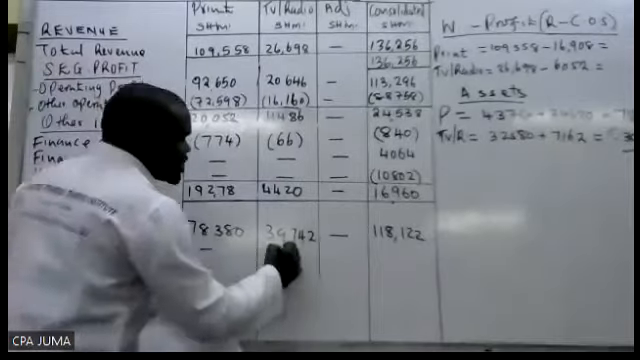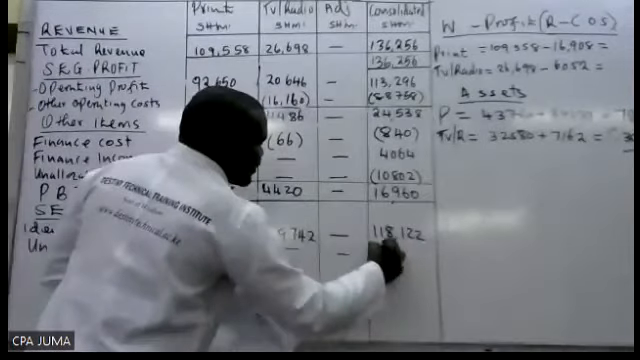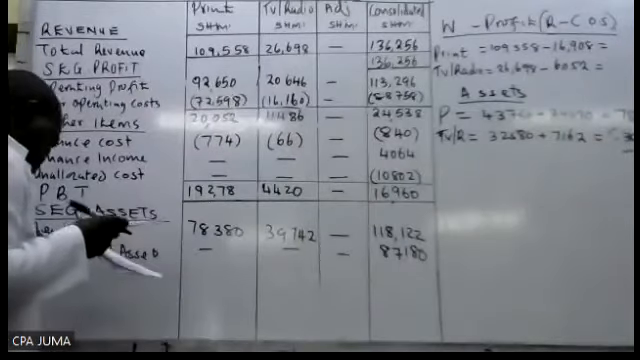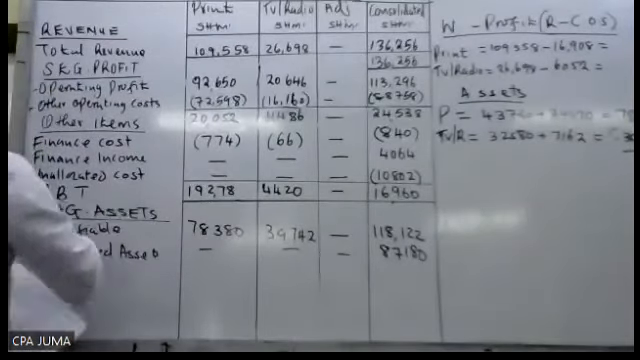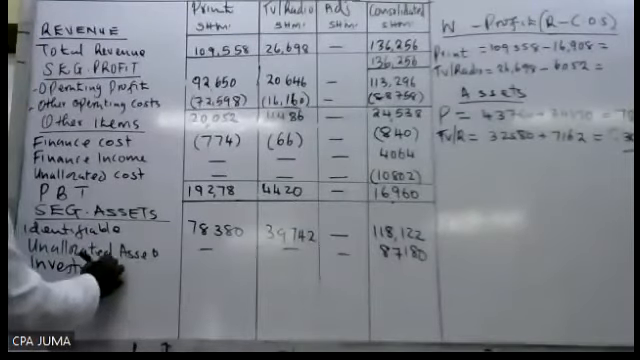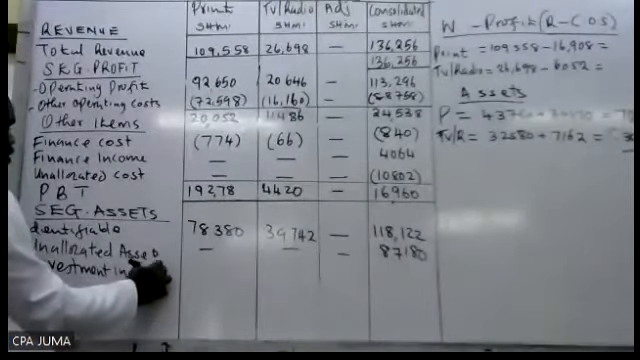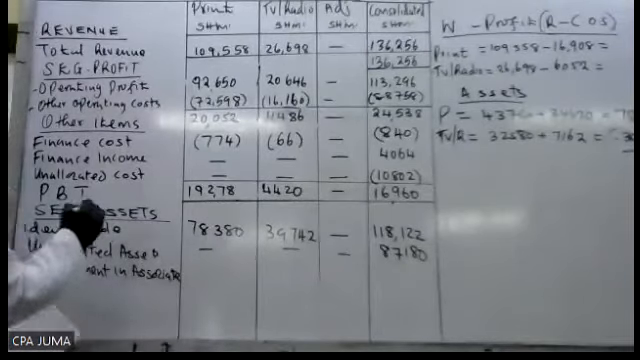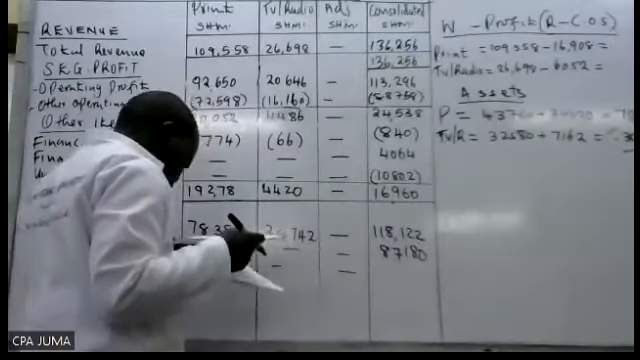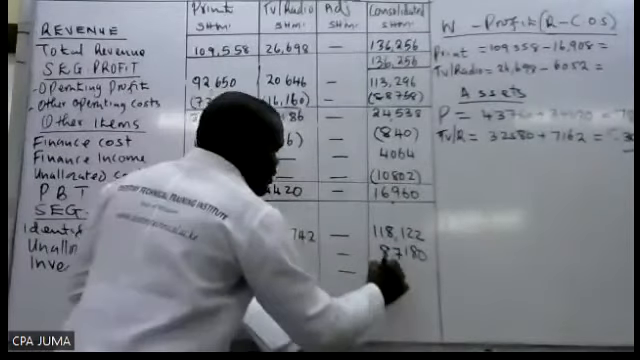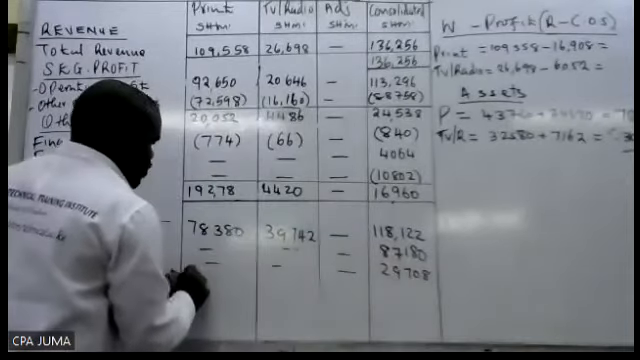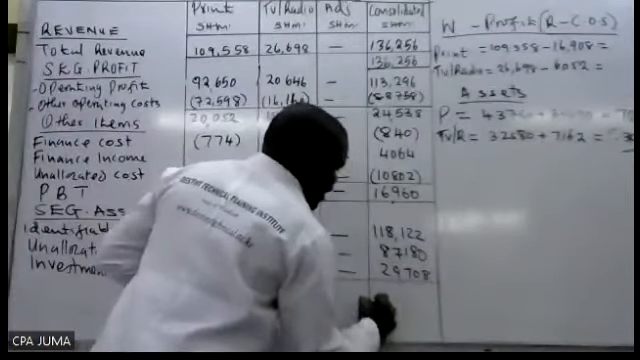How much is the unallocated? 87,1. Was there investment in other ships? Yes. So that one is also unallocated. Investment in associates. How much? 29,708. So for the other, there is nothing.